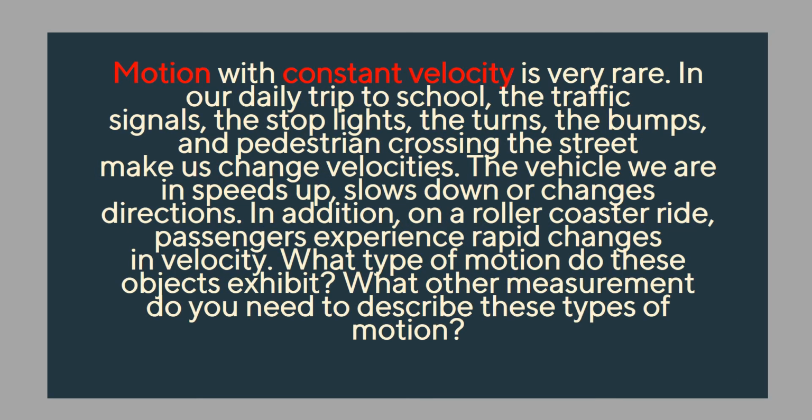Motion with constant velocity is very rare. In our daily trip to school, the traffic signals, the stoplights, the turns, the bumps, and the pedestrians crossing the street make us change velocities. The vehicle we are in speeds up, slows down, or changes directions. In addition, on a roller coaster ride, passengers experience rapid changes in velocity. What type of motion do these objects exhibit? What other measurement do you need to describe these types of motion?